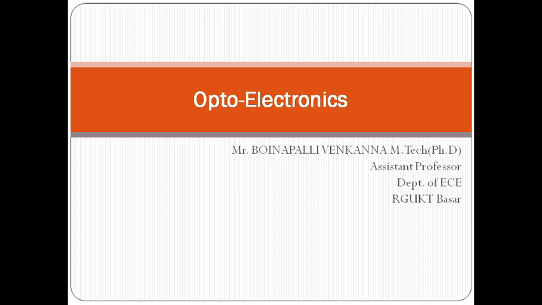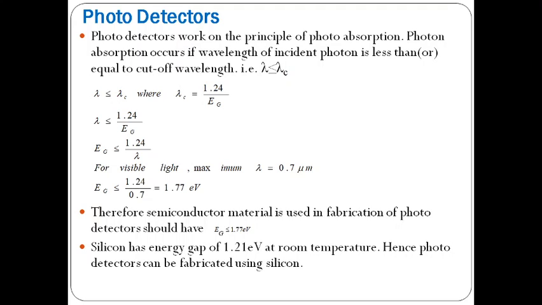Today we will discuss about the optical detectors or light detectors which are used at the receiving end of the optical communication. These light detectors or photodetectors are used to convert the light signal into electrical signal. These photodetectors include the photodiode, pin diode, avalanche diode.